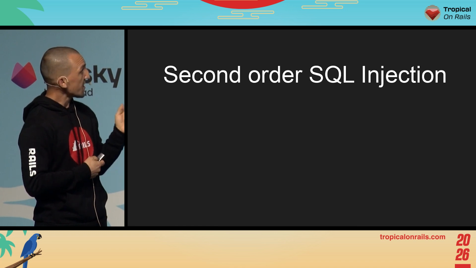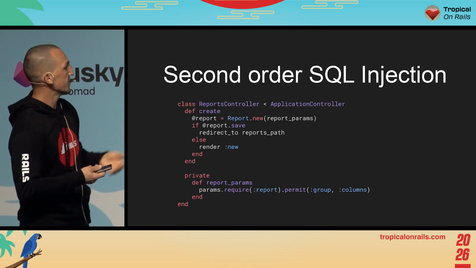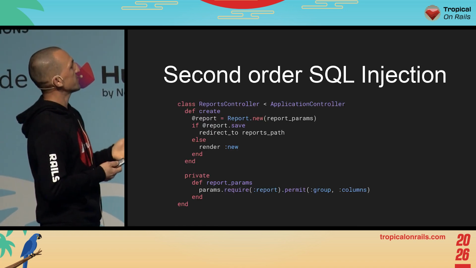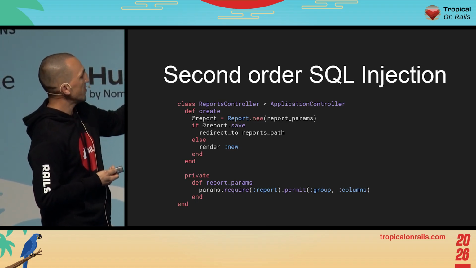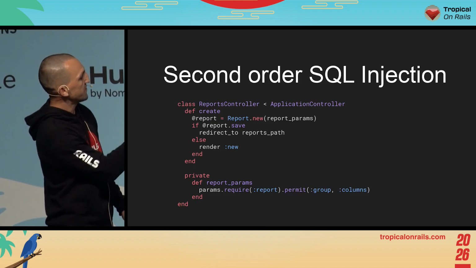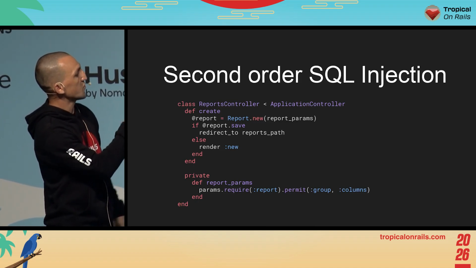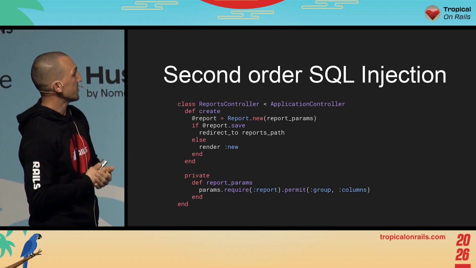I have an example for this. This is, again, a real finding. I found this during a penetration test. The application had a reporting feature. You could create a report, and during report creation, you could specify what column you want to group by and which columns you want to see on the report.